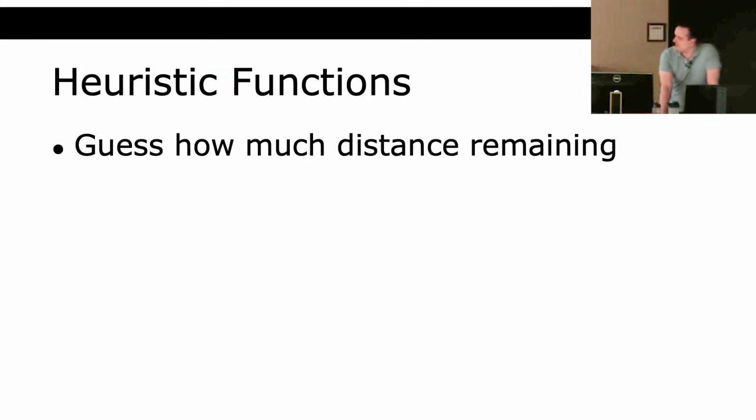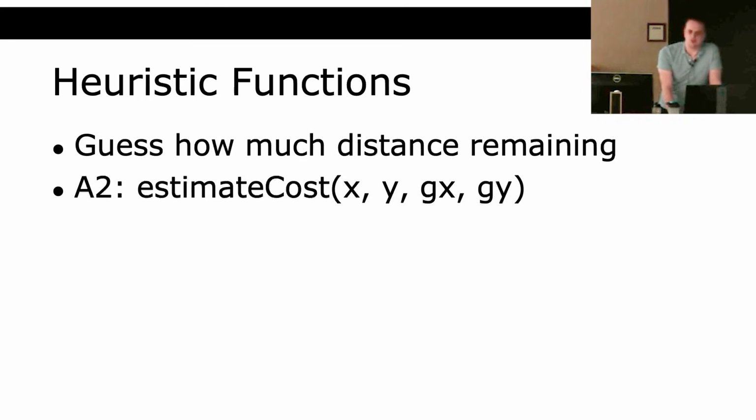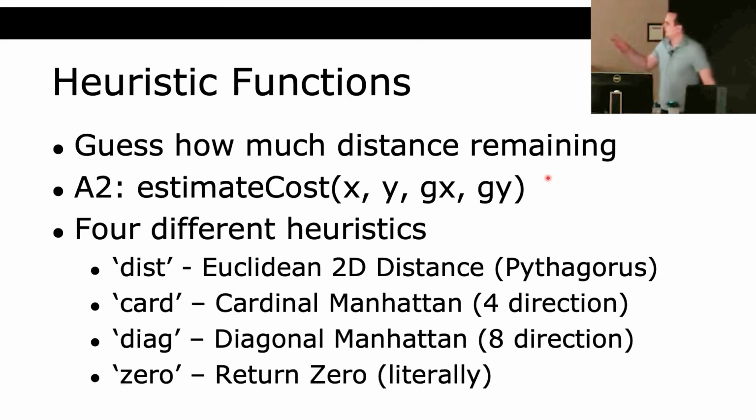Now we'll talk about the heuristic functions. And so the heuristic function, as we talk about this h of n, is the guess at how much distance we have remaining. And so in assignment 2, I will have a function that is called estimate cost. That'll be in the search student class. It'll take in an x and a y, that's the state that we are currently at in this node of the search, as well as the goal x and the goal y. And what you'll do is you will implement 4 different heuristics. In fact, you'll just implement 3 of them, because the 0 heuristic is just 0, so you don't really need to implement that.